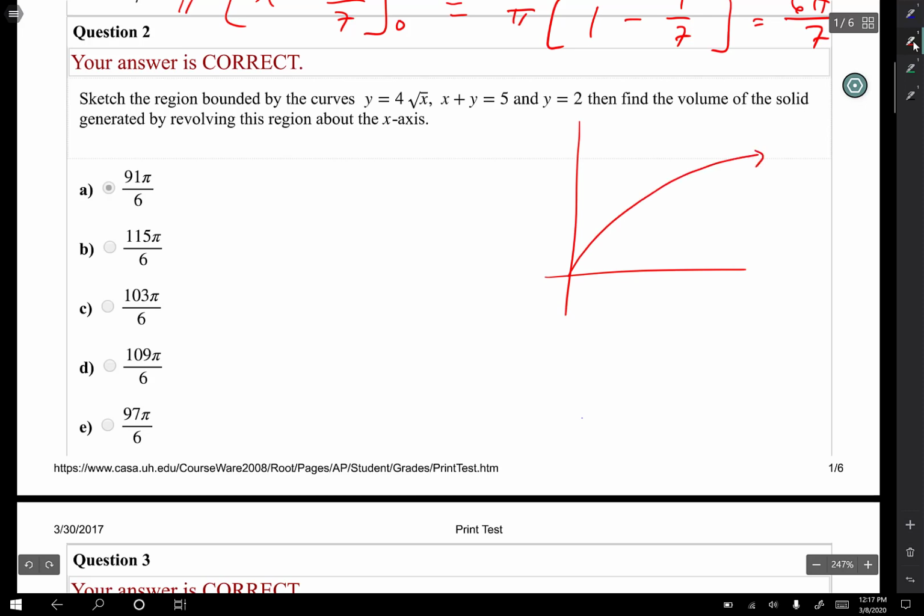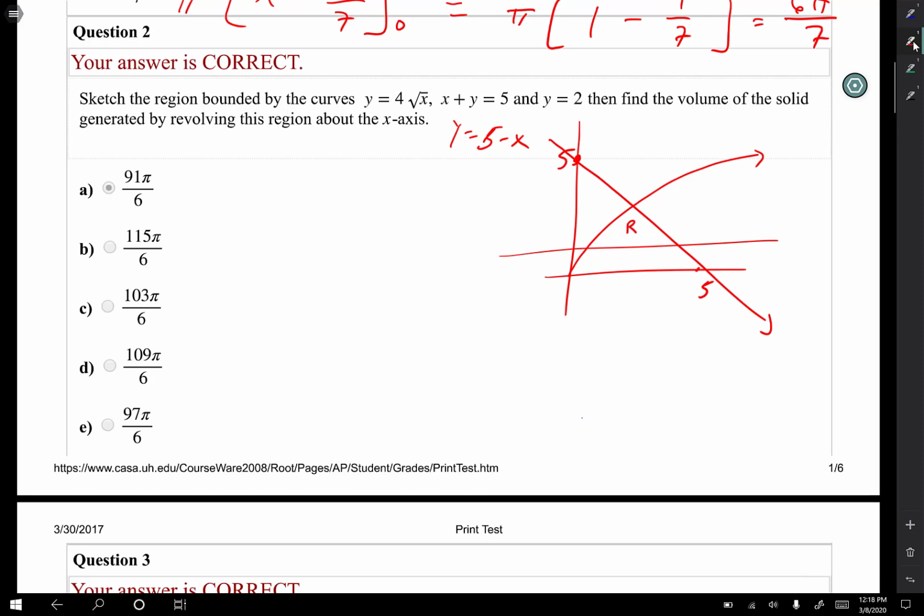So the fourth root of x looks something like that. This is y equals 5 minus x, or negative x plus 5, whichever one you think is easier. Here's 5, here's 5. It looks something like that. And then y equals 2 looks something like, boom. So the region they're talking about is this region right there. That's a region.